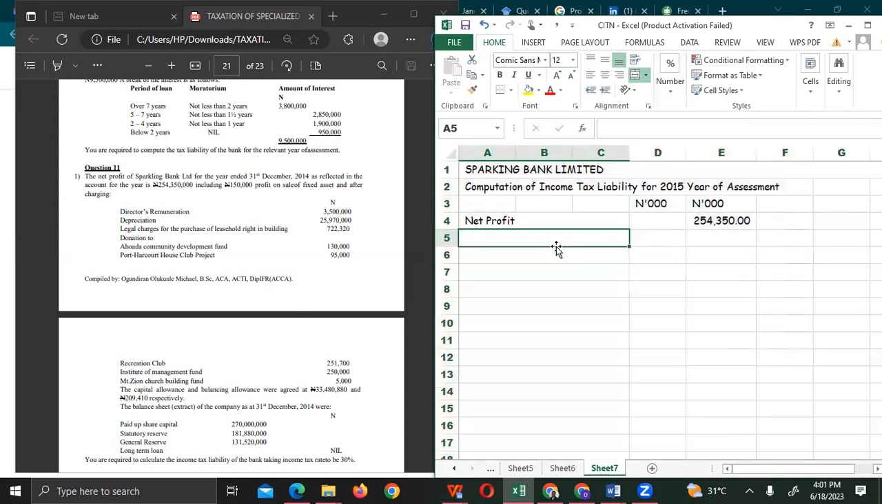Then we have add disallowed expenses. How much is this disallowed expenses?